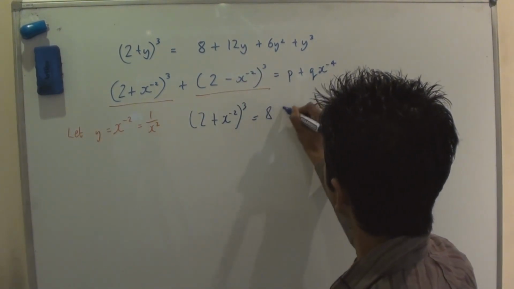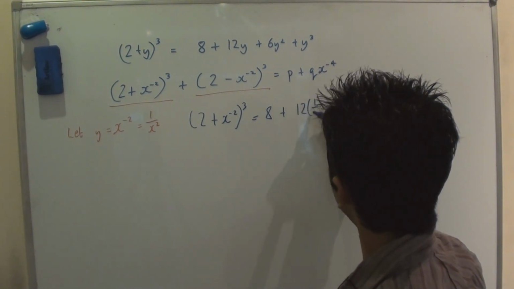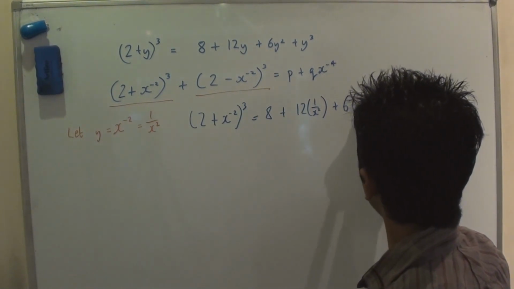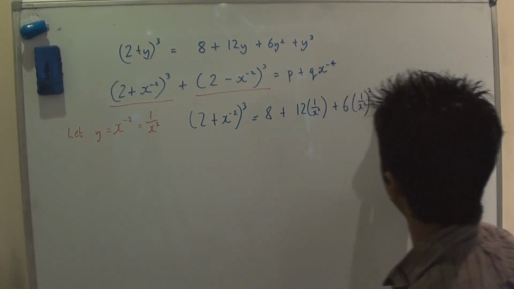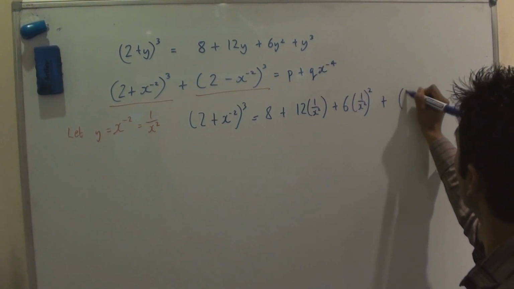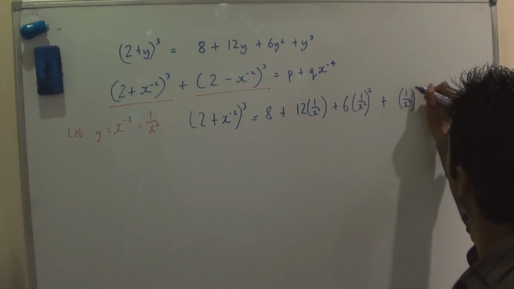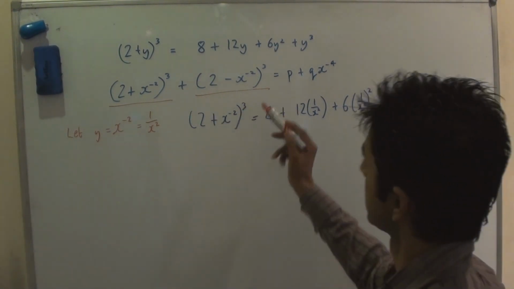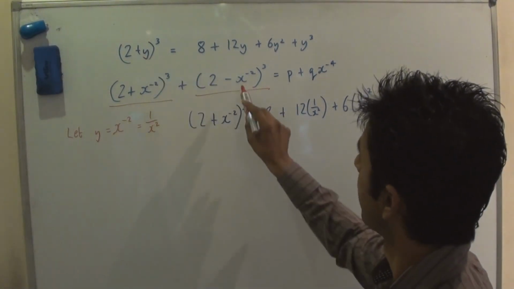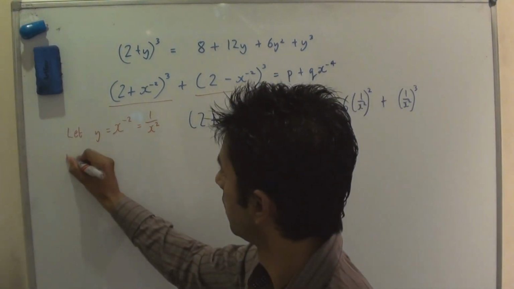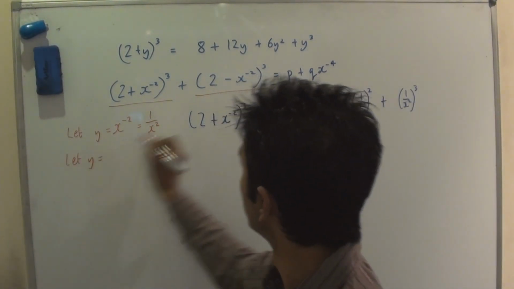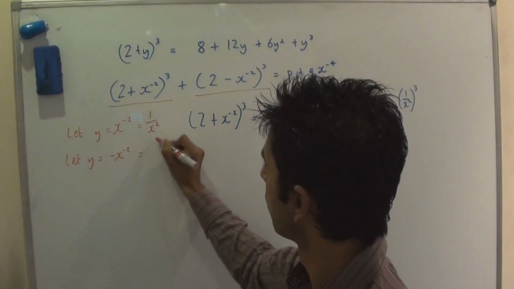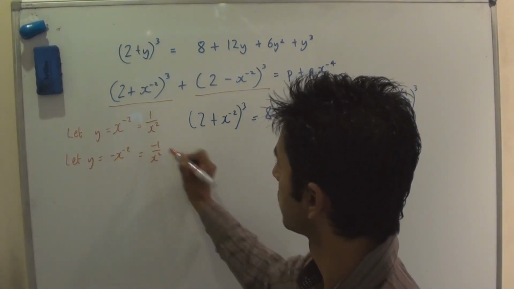So it's equal to 8 plus 12 times 1 over x squared plus 6 times 1 over x squared all squared plus 1 over x squared cubed. So now let's look at the second part of this. Right, the only difference between that and that is y has been replaced by minus x to the minus 2, which means minus 1 over x squared.